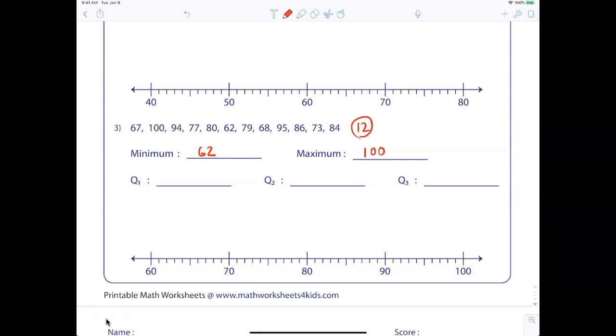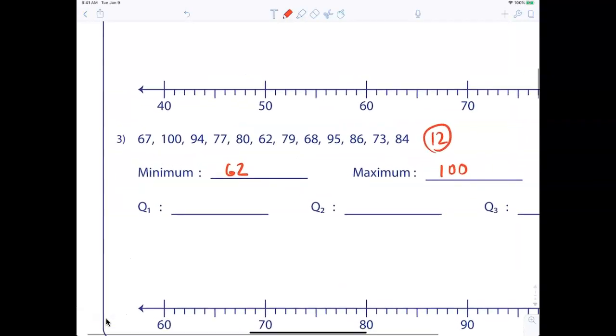So we have to average what two numbers? The 6th and the 7th. We have to average the 6th and the 7th, right? So again, I just like to number them. All right, so this is where you guys come in. What's the smallest number? So that's going to be number 1. And then what? 57 is 2.